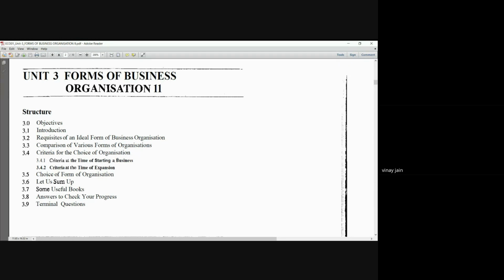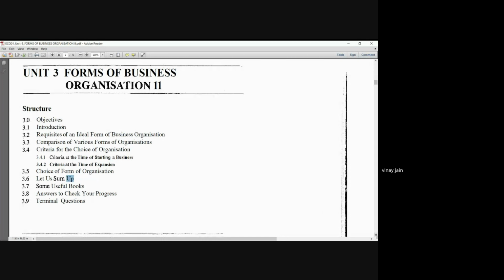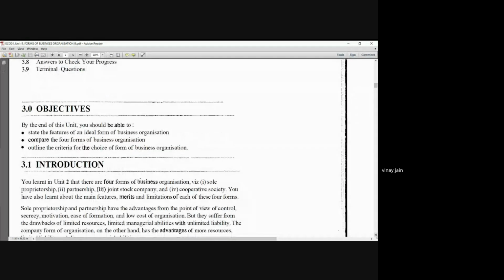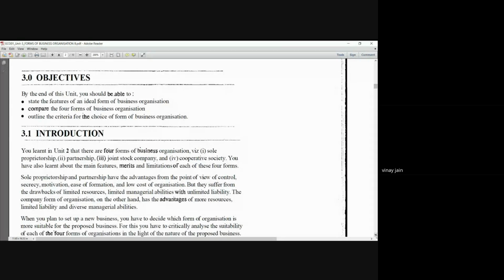of various forms of organizations. Criteria for choice of organization is there: criteria at the beginning, at the time of starting a business, criteria at the time of expansion, then choice of form of organizations, then again the summary is there. So guys, let us begin with the objectives of the unit.